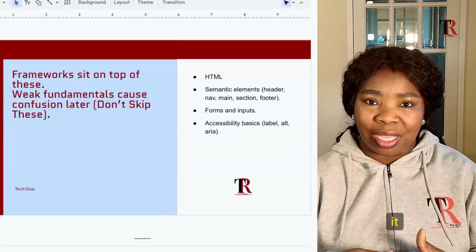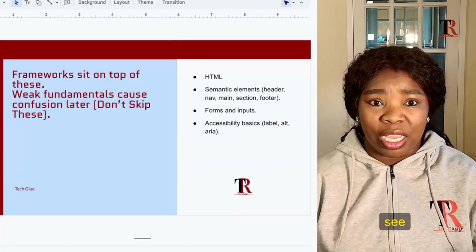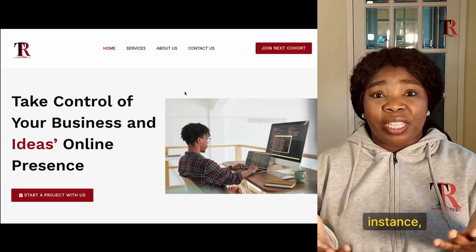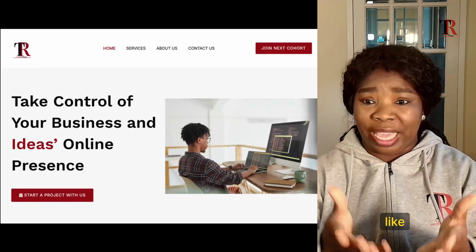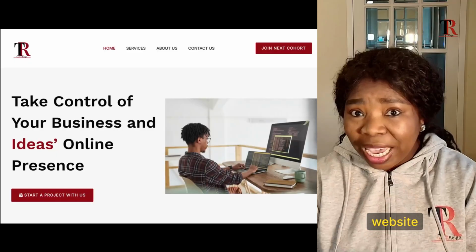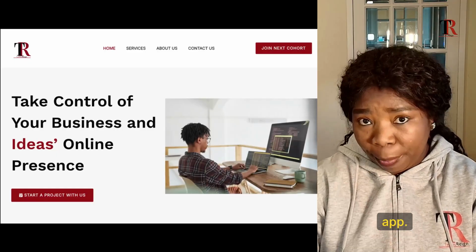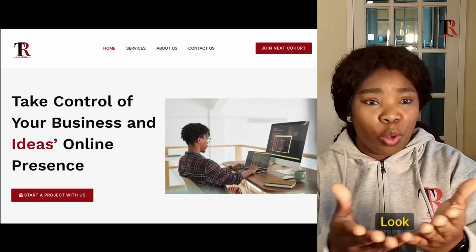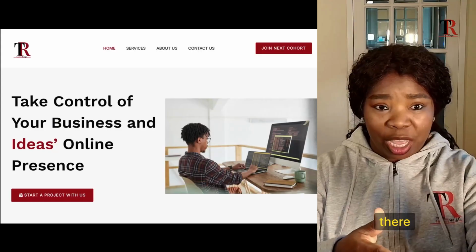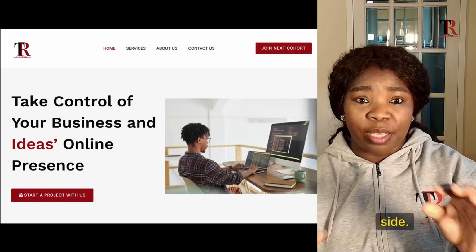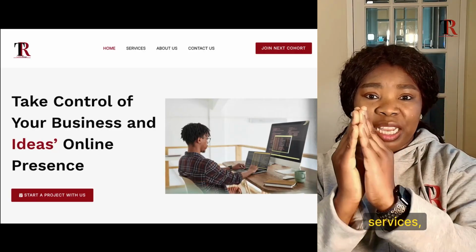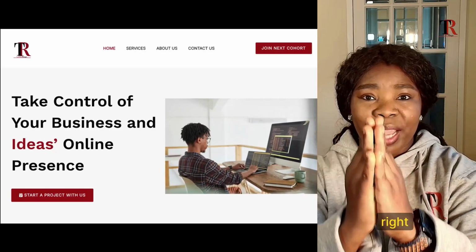Any website that you're going to see, let's check our website. So for instance, look at our website. If peradventure you are going to build anything like this, whether it is a website or an app, web app, you have to know HTML. Look at it. The logo is right there on this side. Join next cohort is on this side. The home, the services, about us, contact us, they are right there in the middle.